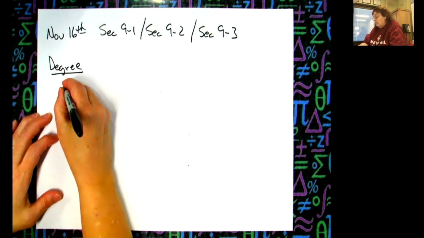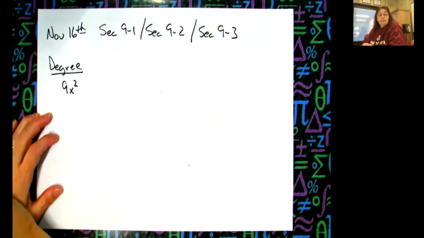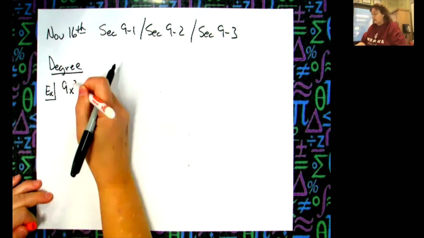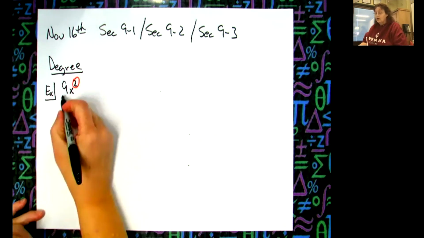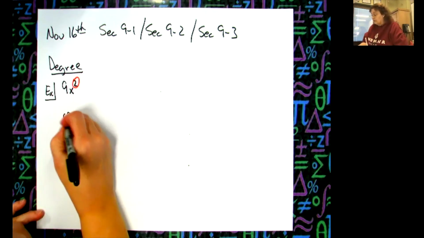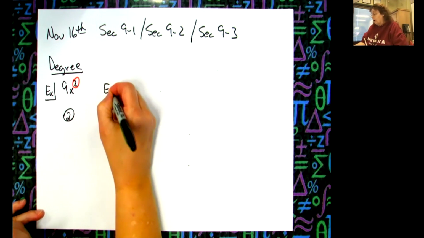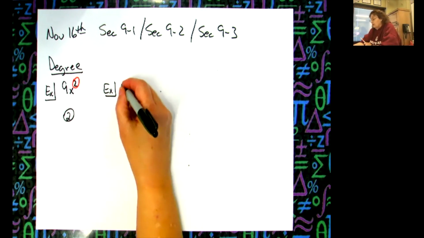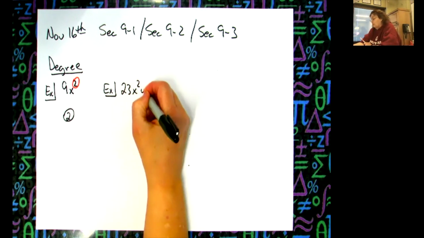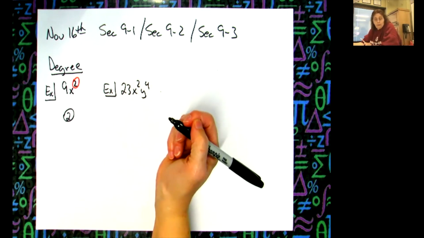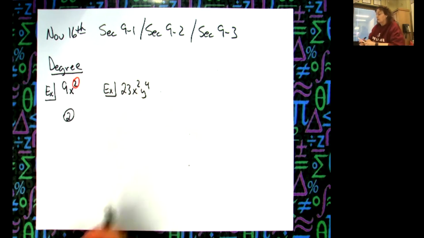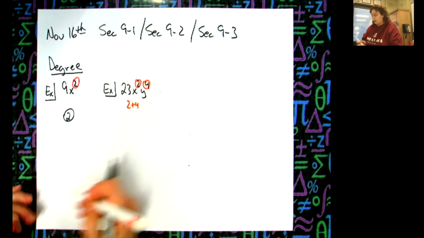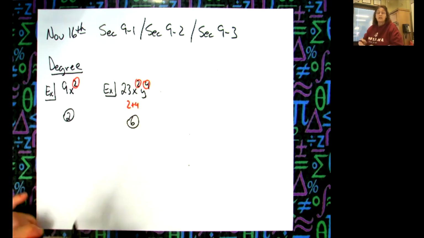Okay, so if I had just 9x squared, go ahead and call this an example. All we have to do is look at that exponent, because there's just a single variable there. That individual term has a degree of 2. Now, in Algebra 2, you're going to see things like maybe a 23x squared y to the 4th. You're going to see a couple of variables in there, in which case, to get the degree, we add those up. So 2 plus 4 gives you a degree of 6 on that term.